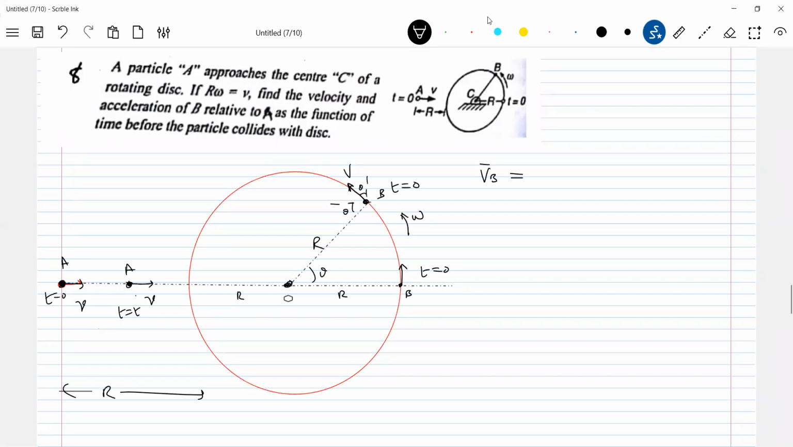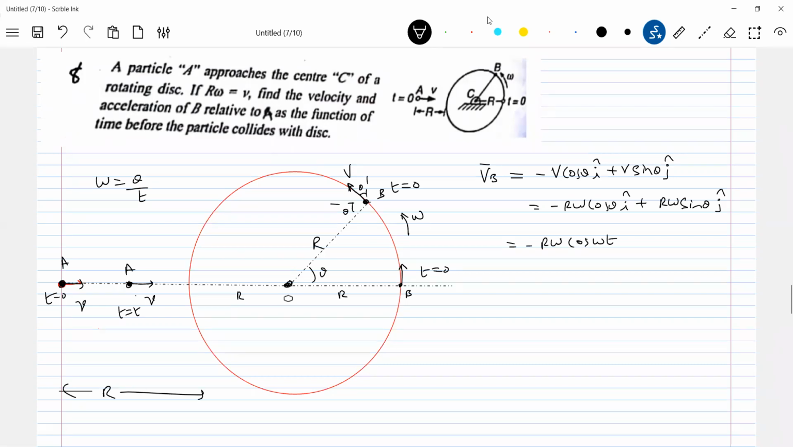VB bar, how do you write it? Minus V cos theta I cap plus V sin theta J cap. What is given? Omega, no? Because V equals, I should replace, so this will be minus R omega cos theta I cap plus R omega sin theta J cap. And what is theta? Omega equals theta by time, no?